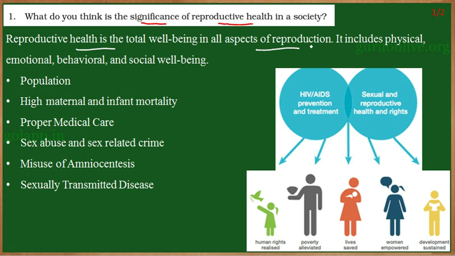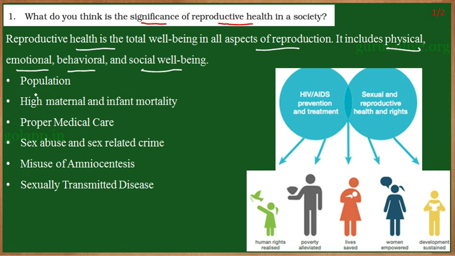Now the aspects which are related to reproduction are physical health, emotional, behavioral and social well-being. If an individual is well in all these aspects, then we consider him or her as a reproductively healthy individual. Now it is important to know the significance of reproductive health in a society, because there are many problems which are associated with reproductive health.